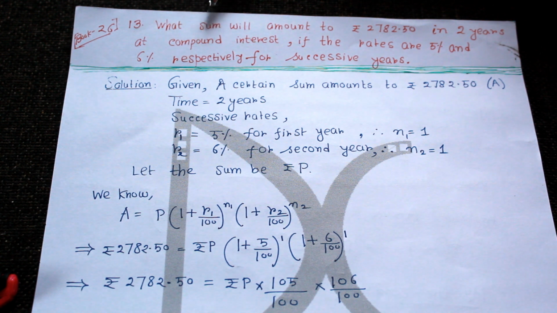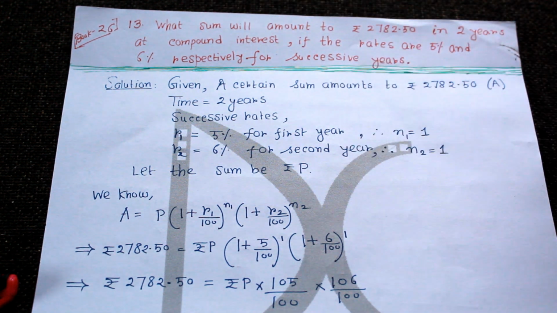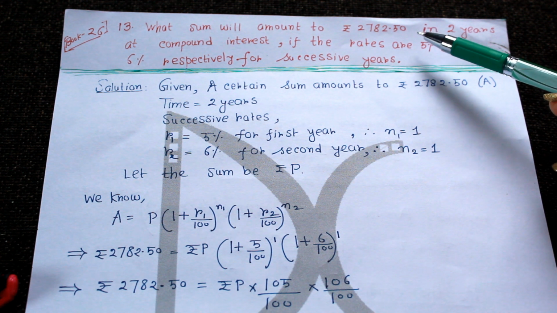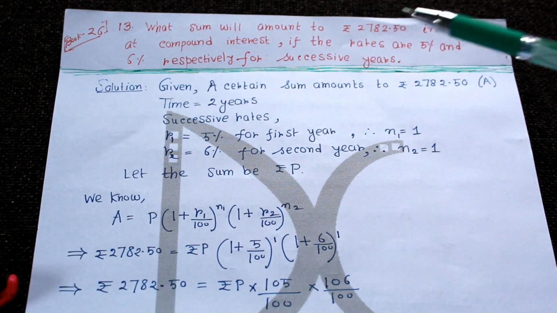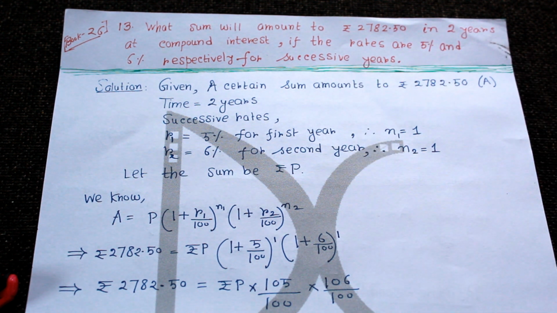What sum will amount to rupees 2782.50 in 2 years at compound interest if the rates are 5% and 6% respectively for successive years? You have been told that the rate percent is 5% and 6% for the 2 consecutive years. Successive rate you have already studied. The amount after 2 years is 2782.50, which means this is not the principal. Please don't mistakenly take it as the principal. We need to find the principal here.